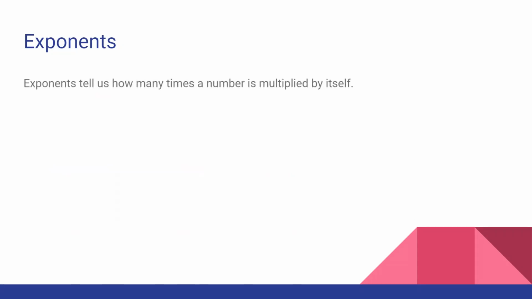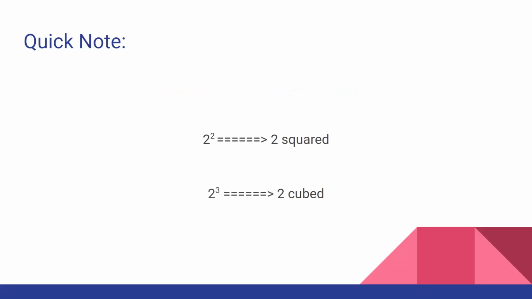exponents. Exponents tell us how many times a number is multiplied by itself. For example, 2 to the power of 3 is equal to 2 times 2 times 2. So look at the terms here. Base and exponent. The number 2 is the base, and the number 3 is the exponent. The exponent tells us, like I said, how many times the base is being multiplied by itself. In this case, 2 is being multiplied by itself 3 times. Just a quick note: whenever you're saying any number to the power of 2 or to the power of 3, you can say squared or cubed.